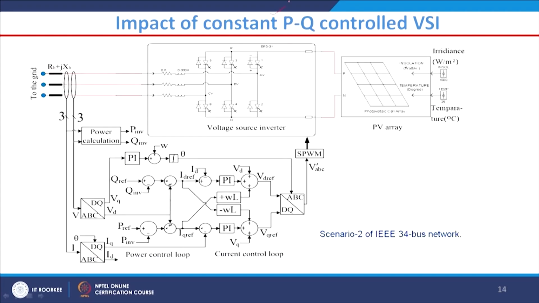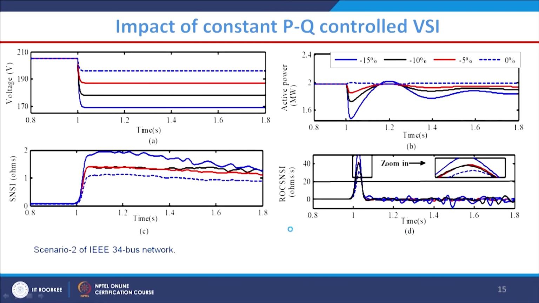Next, a constant PQ type control strategy which is used in the VSI of the solar system we have also tested, and the total block diagram is present inside the RSCAD software of the RTDS, and here also we have tested, and this is the corresponding diagram. If you see here the rate of change of superimposed sequence current, it exceeds the threshold. The threshold is 20 here and it exceeds the threshold value.